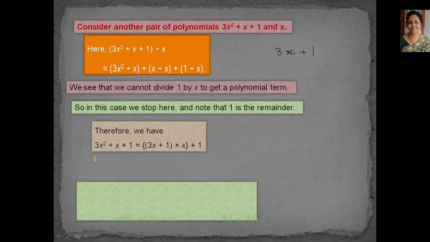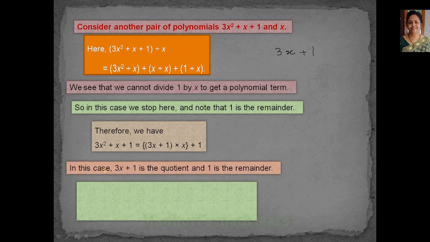So therefore we have 3x squared plus x plus 1 is equal to 3x plus 1 into x, plus 1. 3x squared by x is 3x and x divided by x is 1. So 3x plus 1 into x, where the divisor is x, plus the remainder is 1. Now in this case, 3x plus 1 is the quotient and 1 is the remainder.